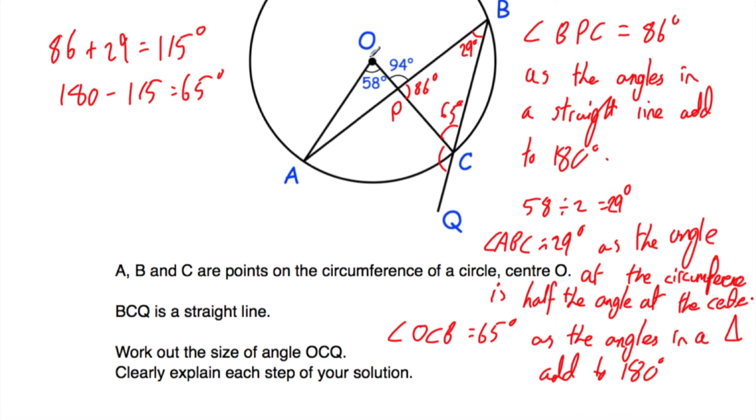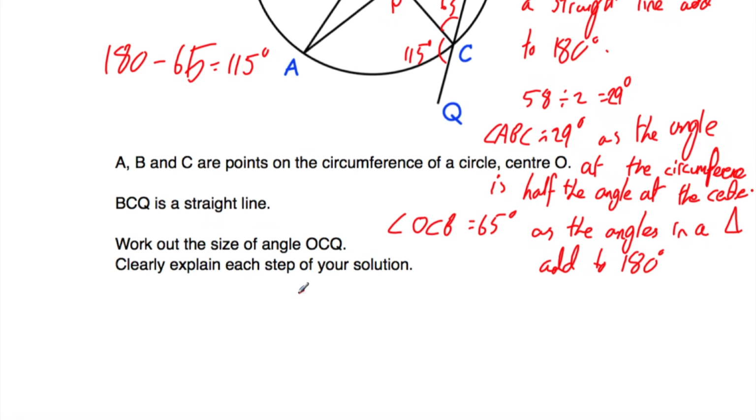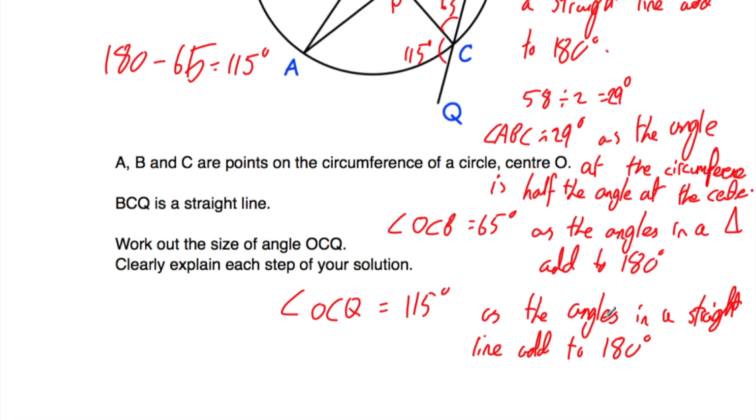And finally, we'll want to find the size of angle OCQ. So we just need to take 65 away from 180. So 180 take away 65 is equal to 115 degrees. So that means this angle is 115 degrees. And again, let's give our reason. Angle OCQ is equal to 115 degrees, as the angles in a straight line add to 180 degrees. And that's it. Okay, let's have a look at our next question.